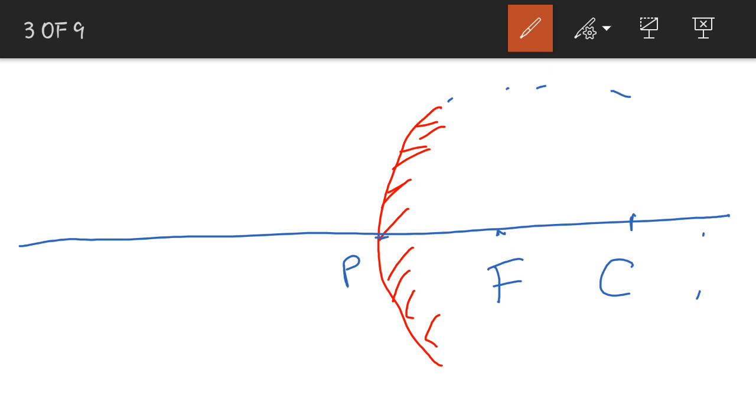Clear? For a convex mirror, this will be our sphere, wherein the focus and center of curvature are going to be towards your right side. For a convex mirror, always the focus and center of curvature will be towards your right side. For that reason, focal length will always be positive for a convex mirror.